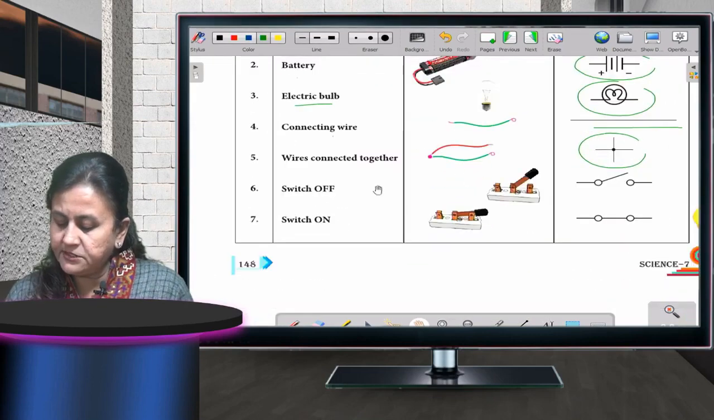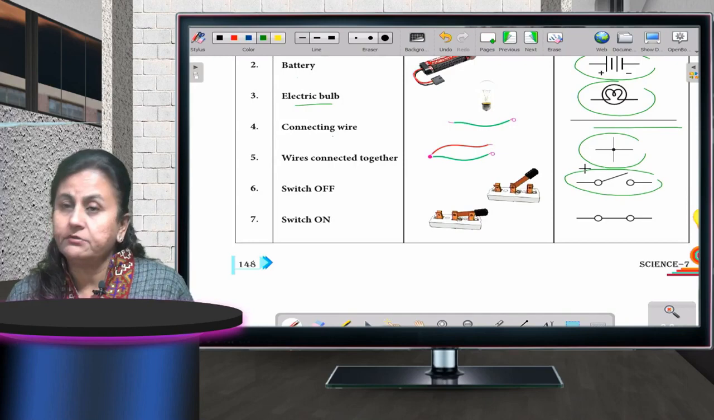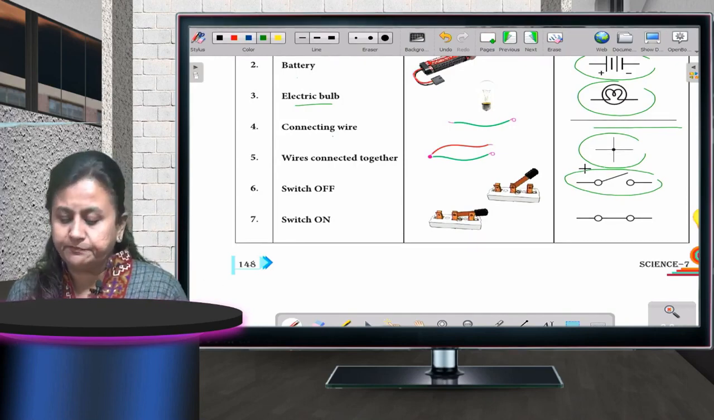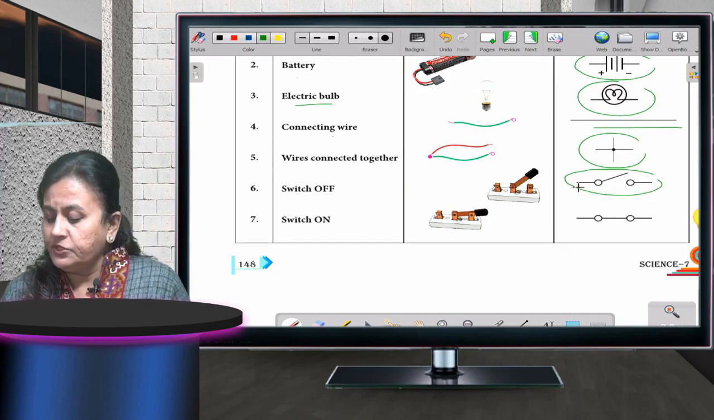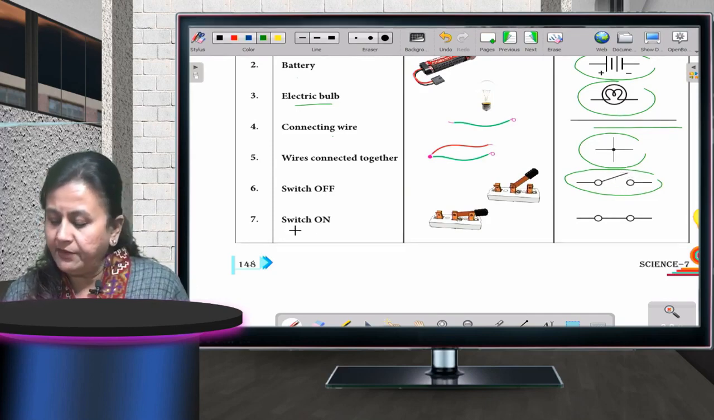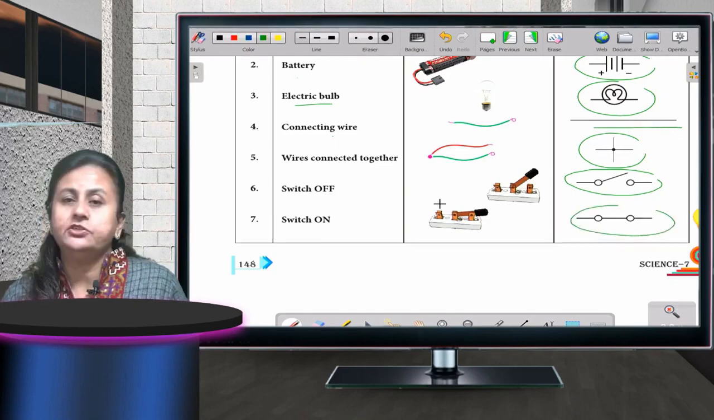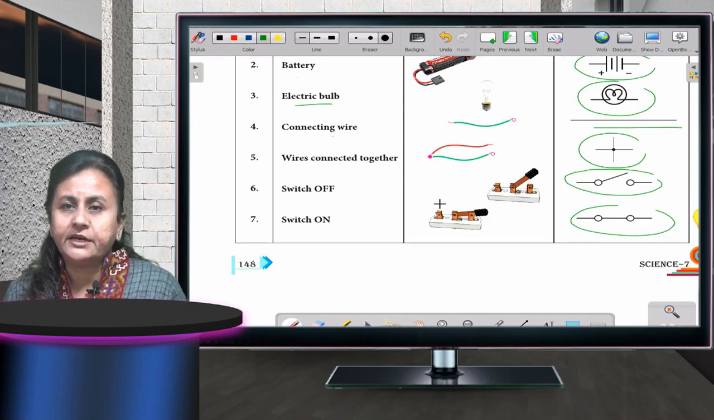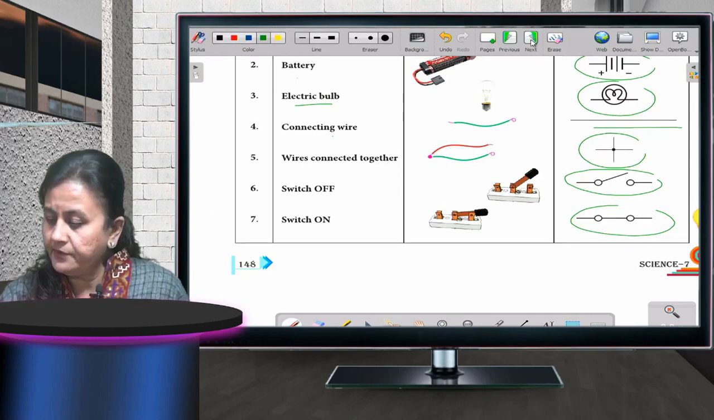And when the switch is off, it has to be like this. Because I told you, wherever the switch is off, that means electric current is not flowing. And when the switch is on, it is in this position. That means electricity starts running in the wire. Fine.